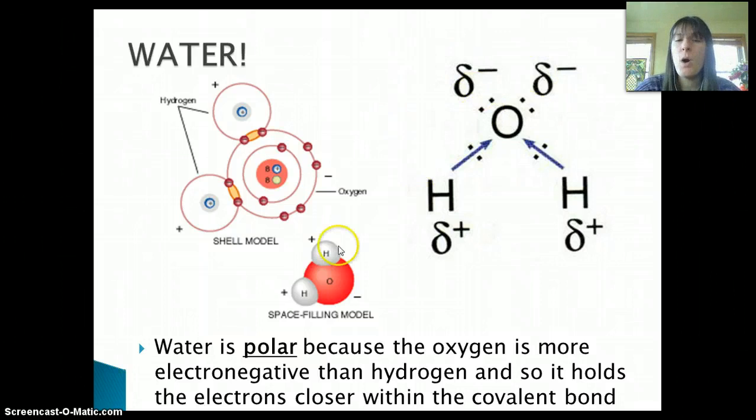We call that polar. So whenever a molecule is unbalanced with its electrons and has a slightly negative side and a slightly positive side, we call it polar. Throughout this whole unit, whenever there's a question about water and its properties and you ask why water, the answer is always because water is polar.